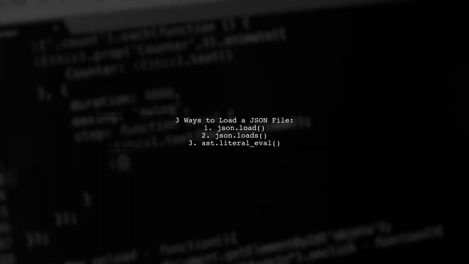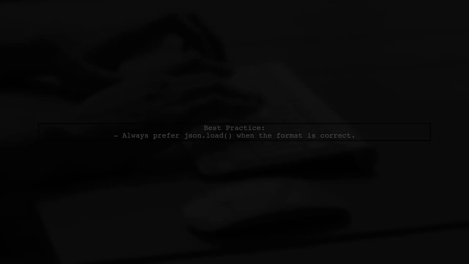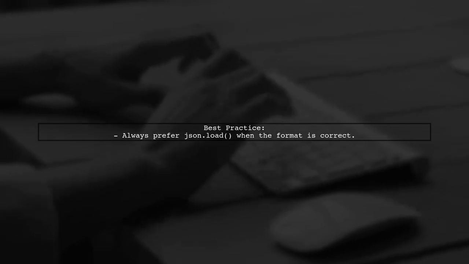If you're having trouble reading a JSON file in Python and getting a type error, there are three ways to load the file. First, you can use json.load, which is the preferred method. Sometimes, the JSON format might not be correct, like using single quotes instead of double quotes. In such cases, you can use ast.literal_eval as a workaround. Remember, json.load is the best option whenever possible for loading JSON data.